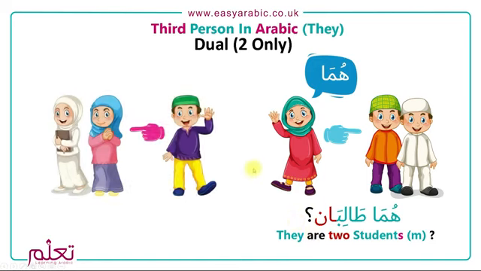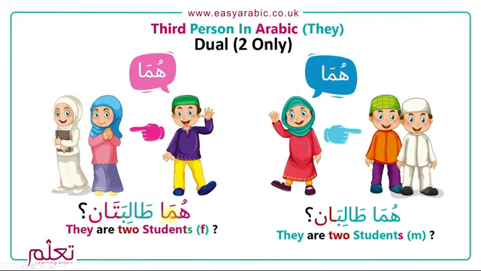And same here. When we say it about females, it's exactly the same, it's huma. So you'll say man huma, but in the reply the noun must match the gender. So here we'll say huma talibatan. We're talking about two females, so the ta marbuta gets changed to a normal ta, then the alif noon. They are two students, huma talibatan.